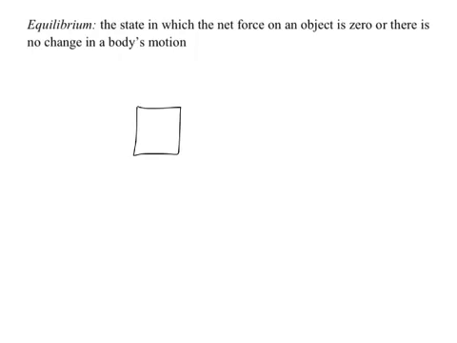Now this is interesting though. A body that's moving with a constant velocity is also at equilibrium because its motion is not changing. Sure, its position is changing, but its motion is not changing at all. It's moving consistently throughout. So we have to talk about this.